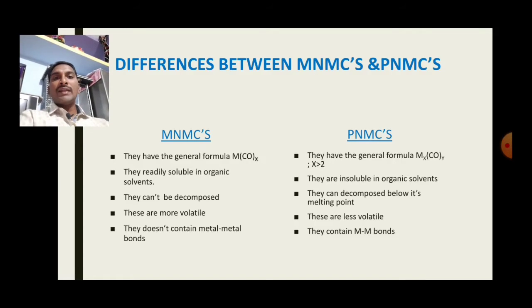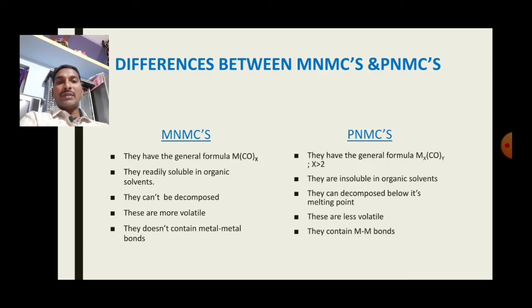And then the next difference is that the mononuclear metal carbonyls are more volatile, while the polynuclear metal carbonyls are less volatile. Another difference is that they do not contain a metal-metal bond, because the mononuclear metal carbonyl has only one metal. That's why there is no metal-metal bond, while the polynuclear metal carbonyls have two or more metals. That's why they may contain a metal-metal bond. These are the basic differences between the mononuclear and polynuclear metal carbonyls.